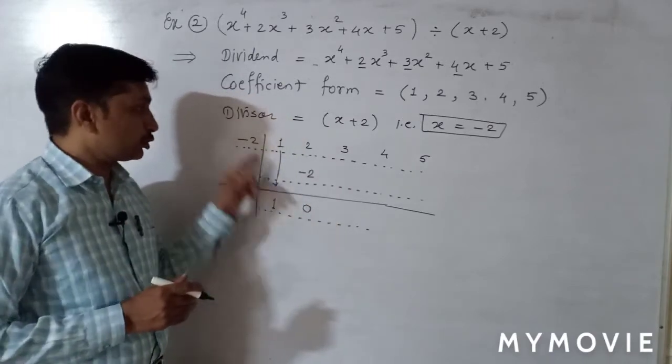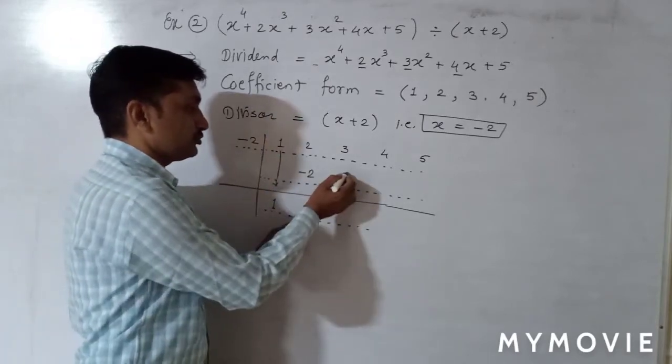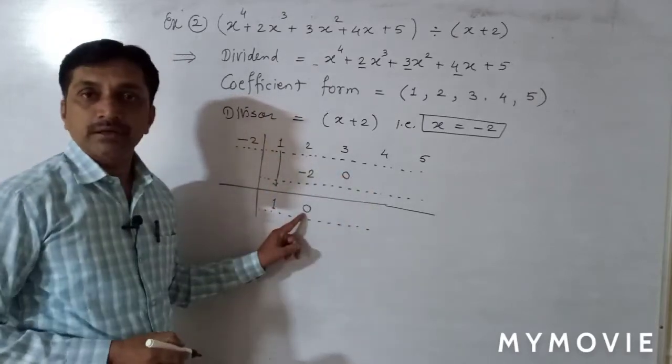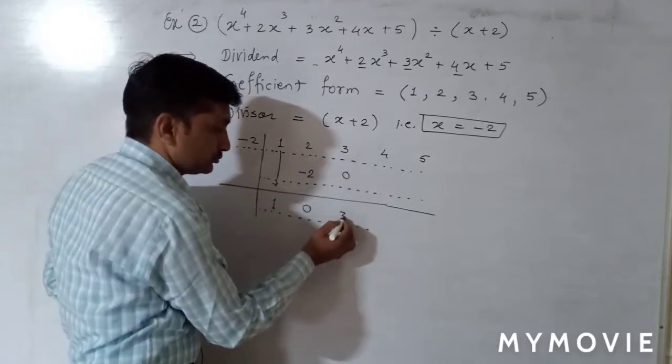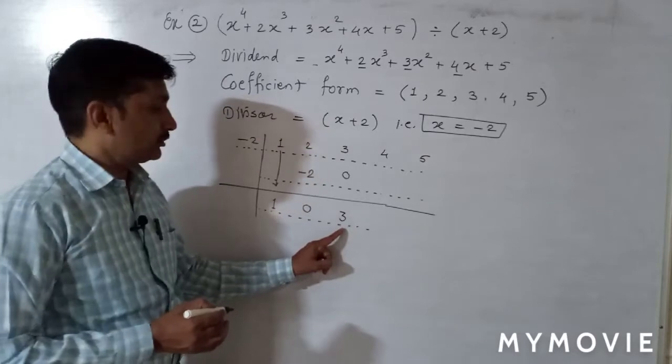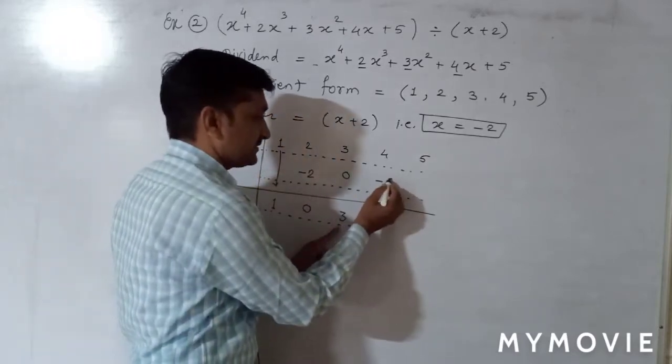Now again this 0 and divisor minus 2, product. 0 into minus 2 is 0. I write 0 here. Again addition: 3 plus 0, 3 here in the third row. Again product: 3 2s are 6, minus 6. Minus 6 in the second row.